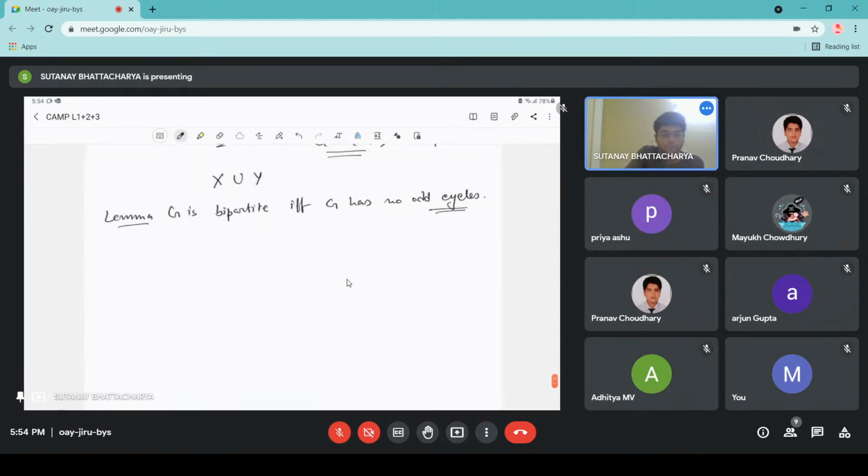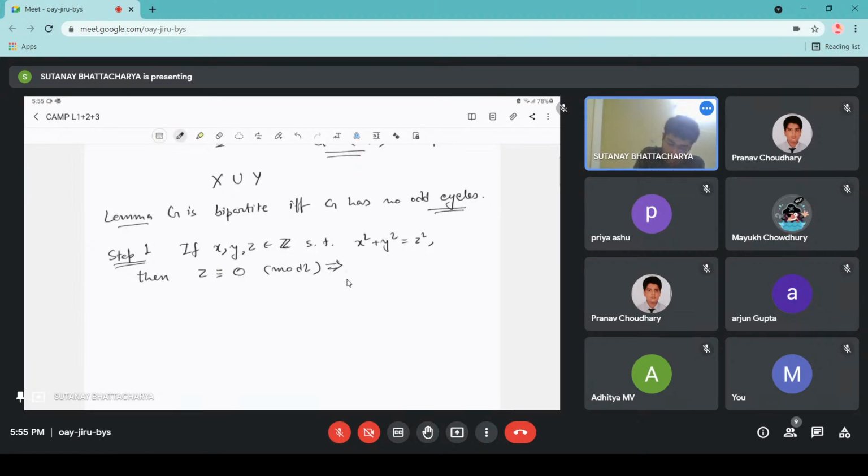Proving this is not very hard. I'll just outline a series of steps and you can try to fill in the details. This is the main lemma we'll be using, and there are some other things on the way. This proof is essentially just number theory. Step one: if x, y, z are integers, then z equals 0 mod 2 implies x and y are also 0 mod 2.